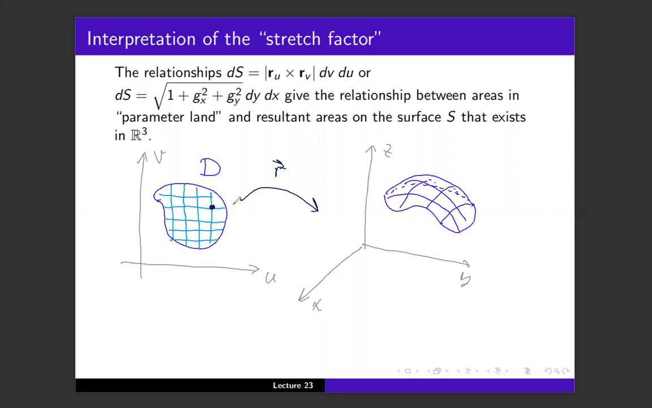Just how much stretching? Well, the amount of stretch or contraction is given by this factor, the magnitude of RU cross RV. That tells you how much your rectangles are stretching out in each case. And again, we interpret this as an approximation of the area.